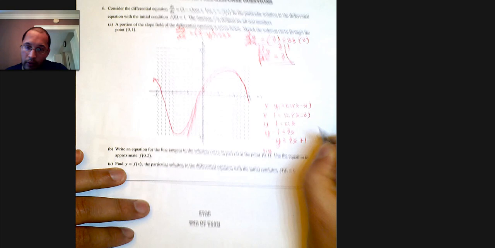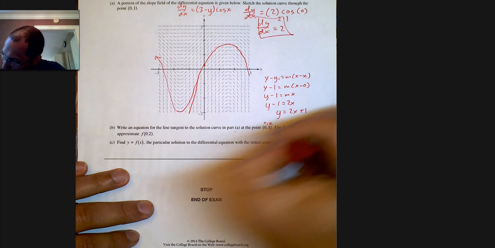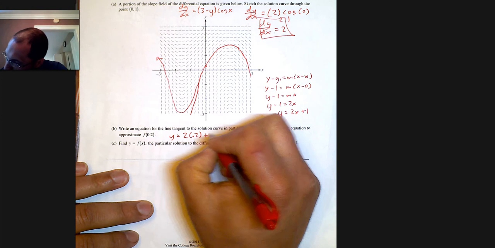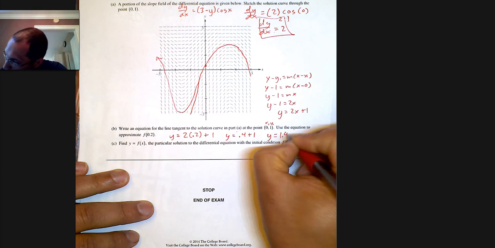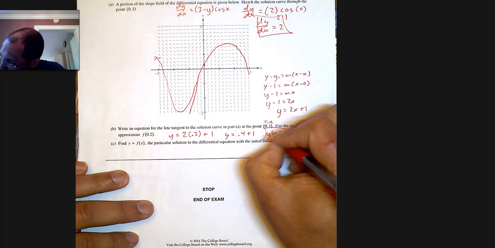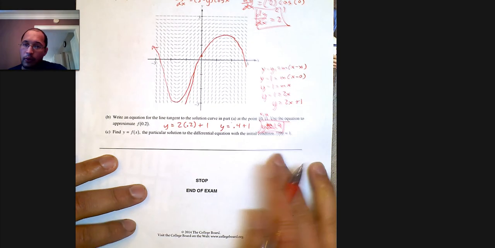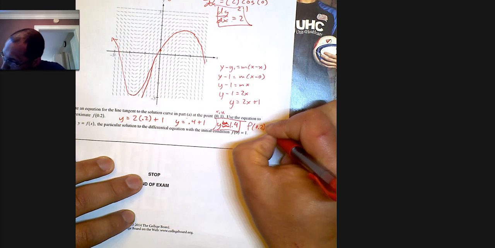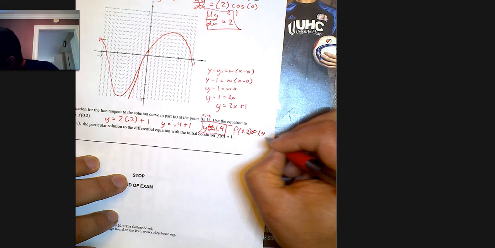Okay? Now if we want to approximate f of 0.2, we just plug in 0.2. y equals 2 times 0.2 plus 1, which is y equals 0.4 plus 1, which is y equals 1.4. And that's an approximation. Okay? But we need to write our answer as an approximation, so it's basically f of 0.2 is approximately 1.4. Okay? Approximately.